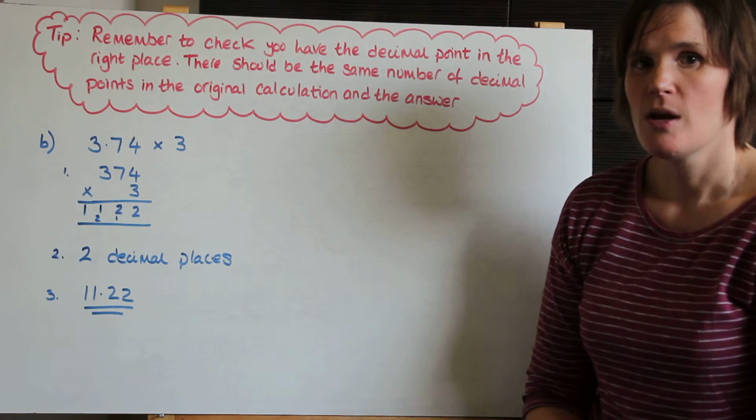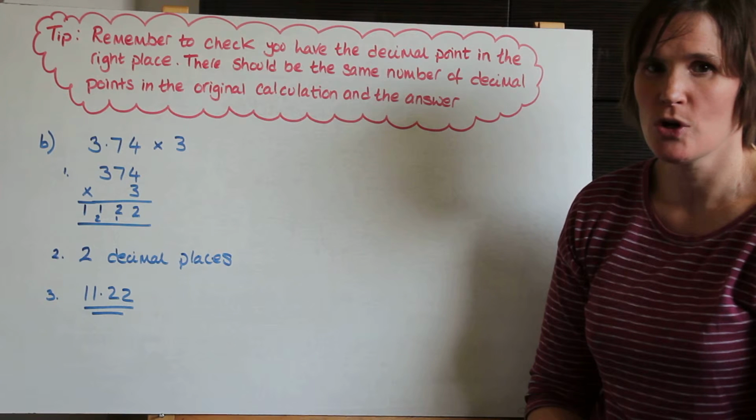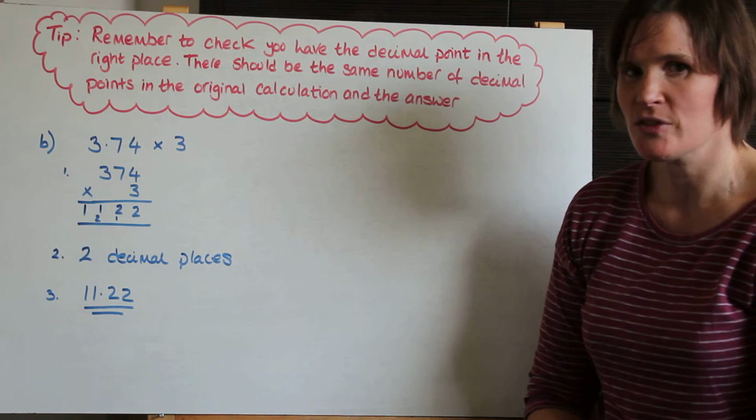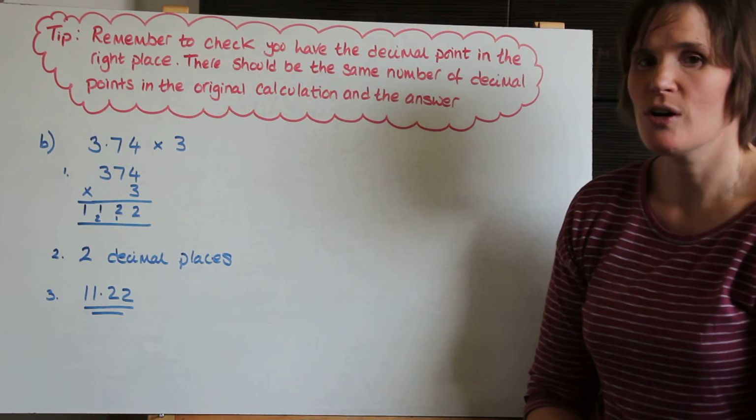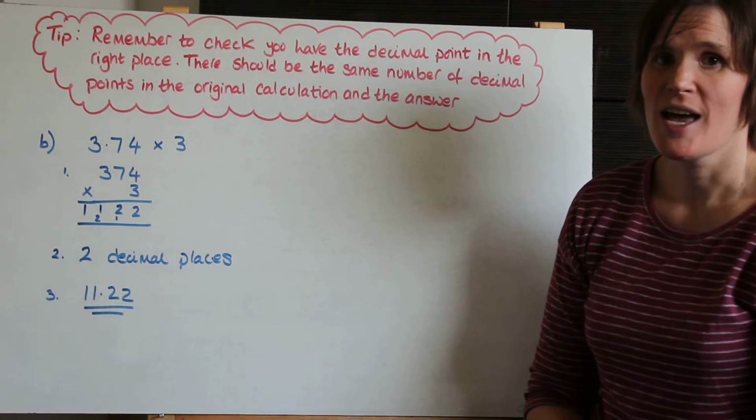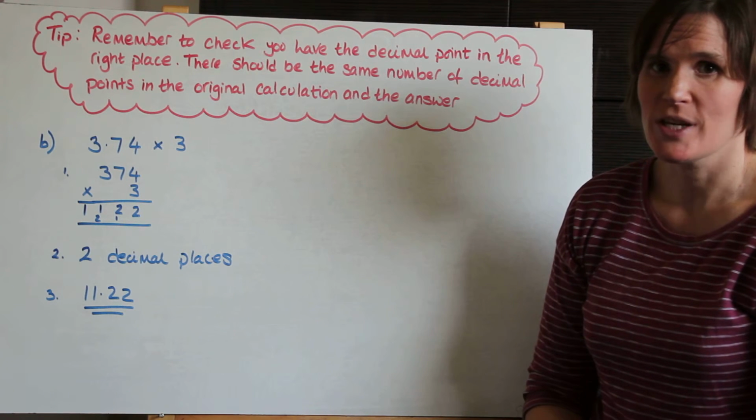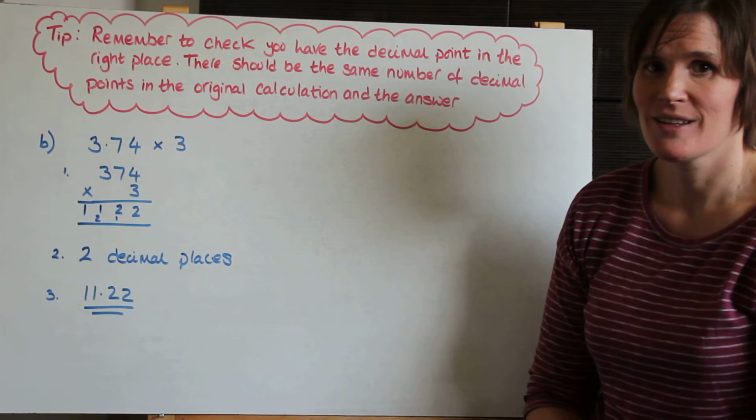So remember, multiply the numbers without the decimal points first of all. Count the digits after the decimal point in your question, and then make sure your answer has the same number of digits after the decimal point as your question.